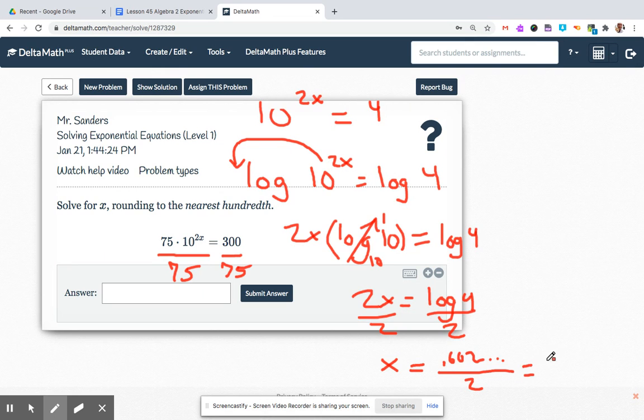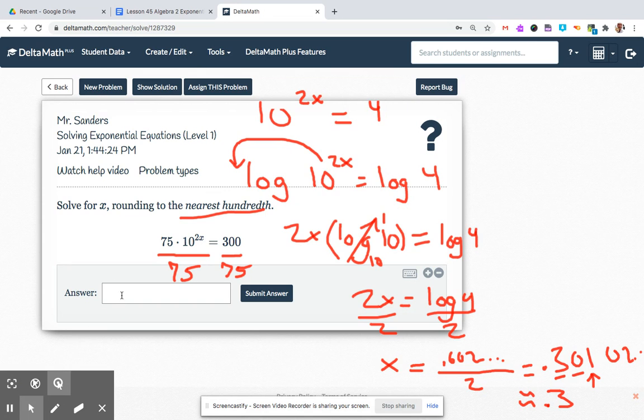All this is equal to 0.30102... And we want nearest hundredth. Here's 10th. 100th is right here. I look at that, drop it. So all of this approximates into 0.3 is my final answer. All right, so it's just a matter of kind of using which method you feel more comfortable with. I like the change of base. They like doing log of both sides. Either one works.